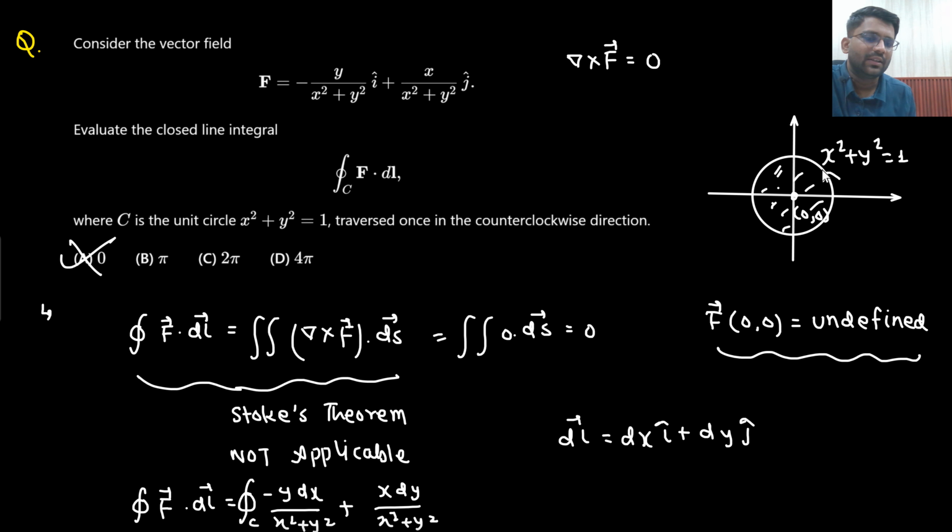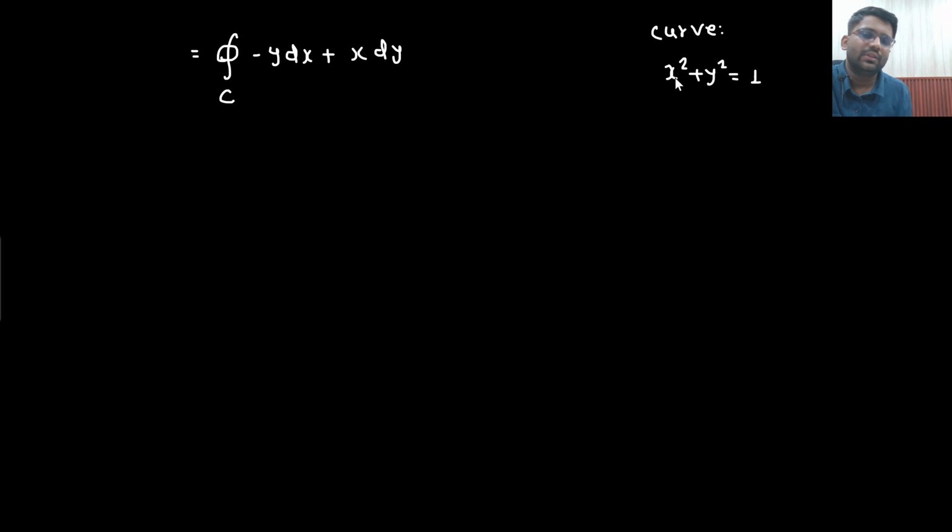Now on this curve C, what is the value of r? The value of r is 1. What is the value of theta? The value of theta is going from 0 to 2 pi. So can you let me know on this curve C what is the value of x? x will be cos theta, y will be sin theta.